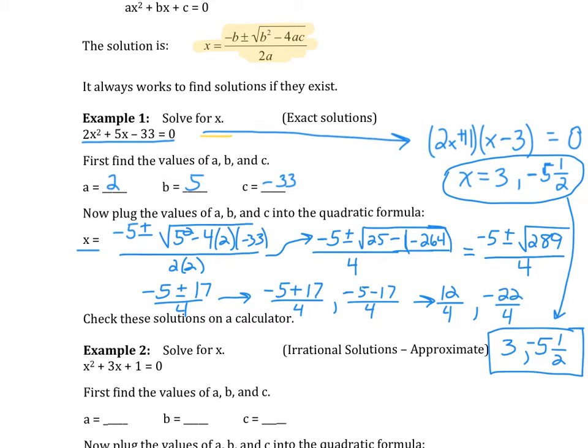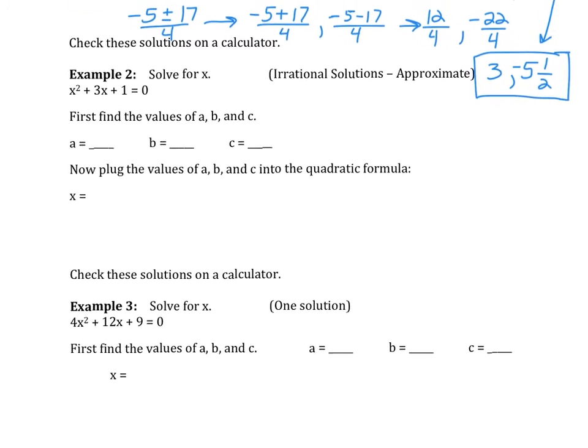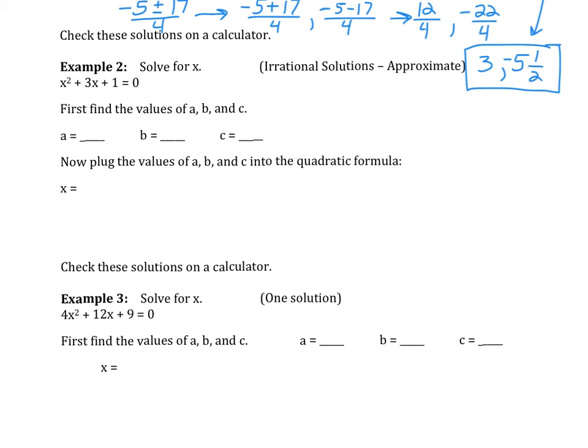All right, let's try the next one. I'm going to move a little faster through this. So irrational solutions, or approximate solutions, it says here, which means that this one is not going to be factorable. We are going to have to use the quadratic formula. So x squared plus 3x plus 1. Let's just quickly try to factor it. X squared plus 3x plus 1.